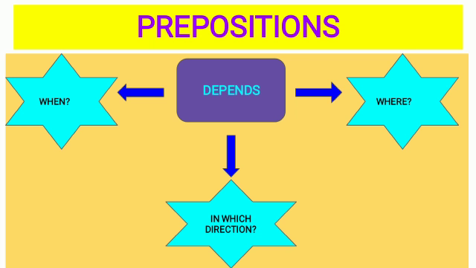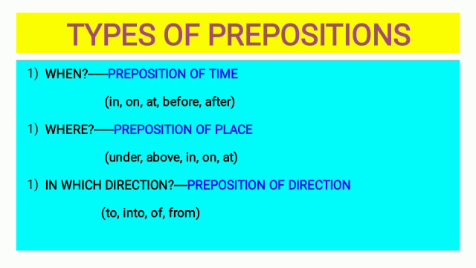Now, depending upon when, where, and in which direction, the preposition is divided into three types. If it says when, it is called a preposition of time. If it says where, the words which indicate where the noun is, it is called a preposition of place. But the words which indicate the direction of the noun are called prepositions of direction. Let us see each and every type elaborately.